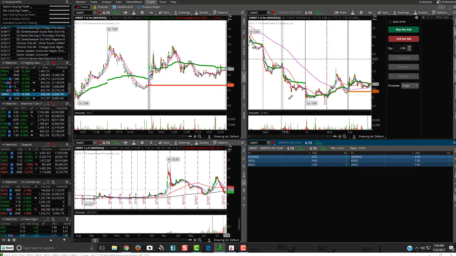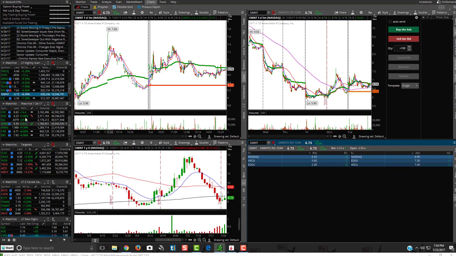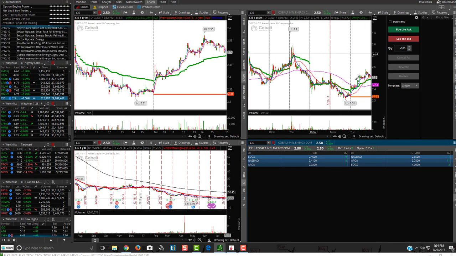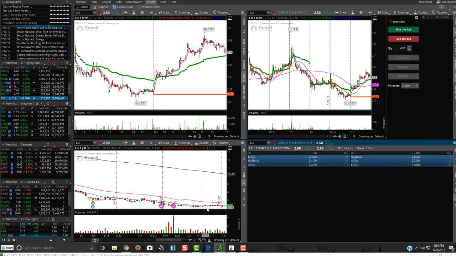OMNT, kind of traded sideways. Don't really like that one. And CIE, kind of held its highs. Didn't really have much volume, and it's kind of crappy looking. So I'm not going to put that on the watch list.